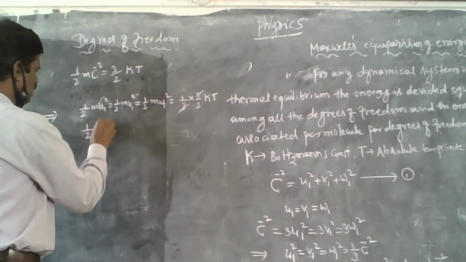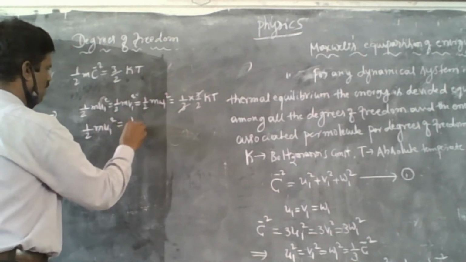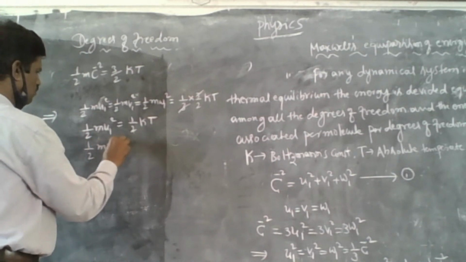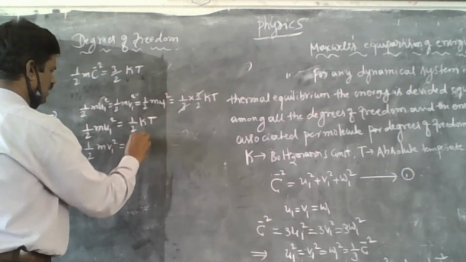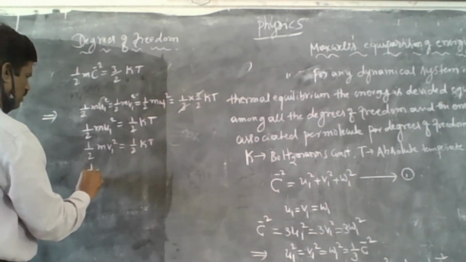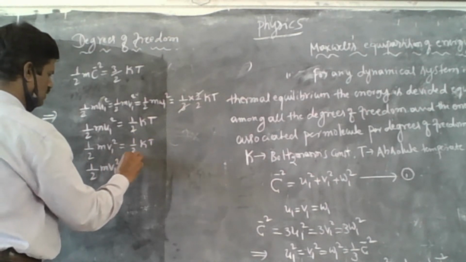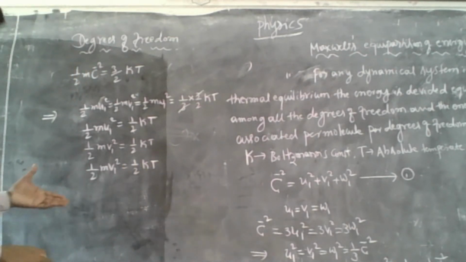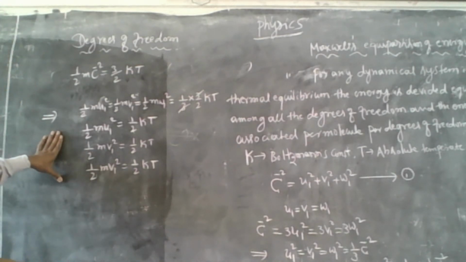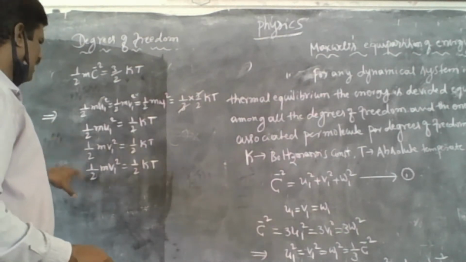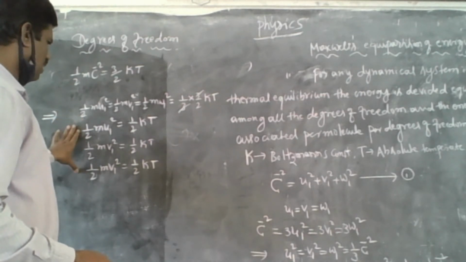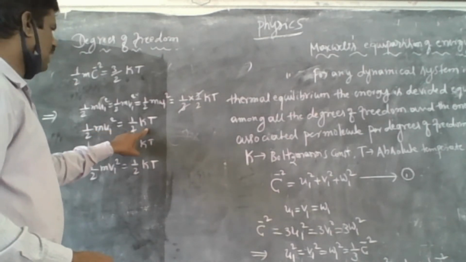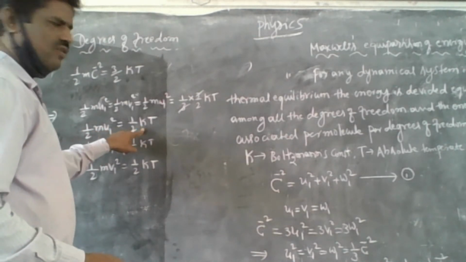1/2 m u1 square is equal to half kT, and 1/2 m v1 square is equal to half kT, and 1/2 m w1 square equals half kT, isn't it? So this is known as the energy being divided equally among all the degrees of freedom. The energy per molecule is half kT.